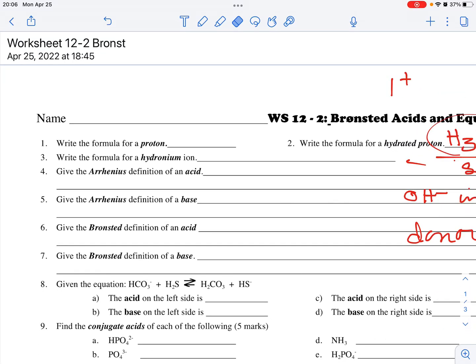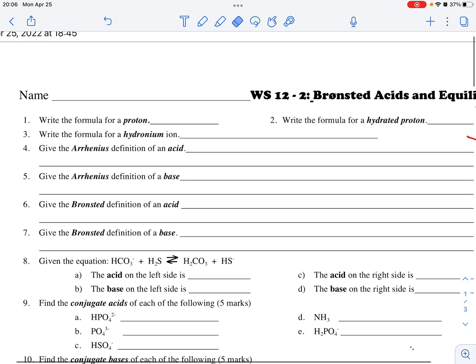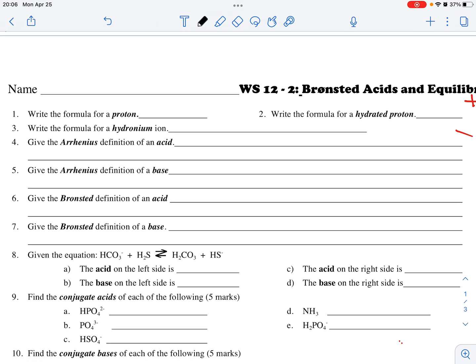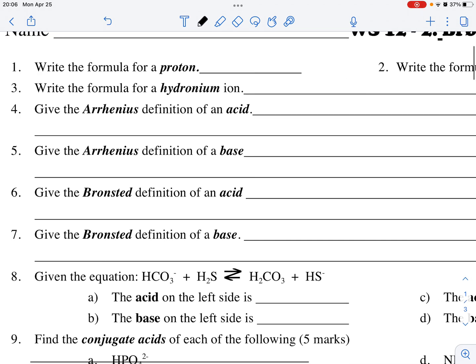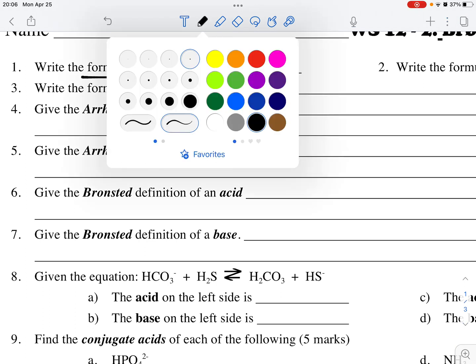This is the Bronsted-Lowry worksheet, and let's get started on this. You should try to answer these and do some of these and then check. I know that's hard when I'm here because I can't give you wait time. So let's get started. First, we're asked to write the formula for a proton.